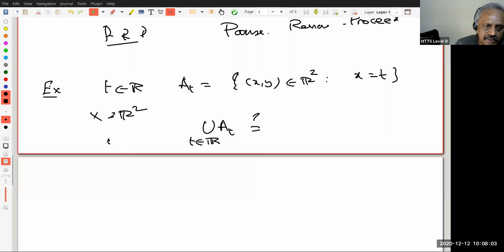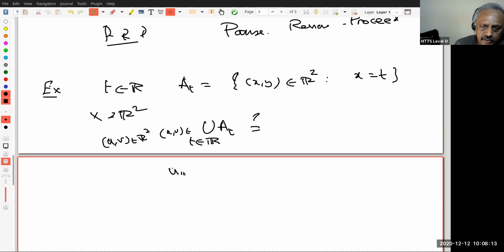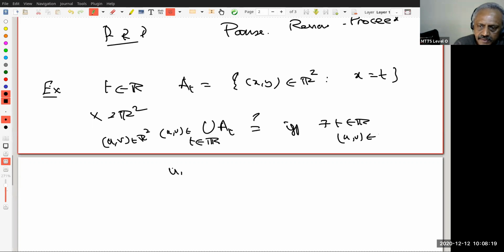You start with an element (u, v) in R^2. I have to ask the question, when does (u, v) belong to A_t? (u, v) belongs to the union if and only if there is a t in R so that (u, v) belongs to A_t. You understand? Next question is, when does (u, v) belong to A_t? If an element has to be in A_t, that means the first coordinate must be t. That means u must be t. Okay, the unknown is t now.